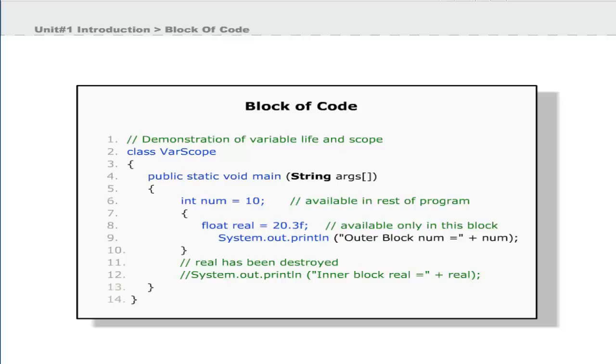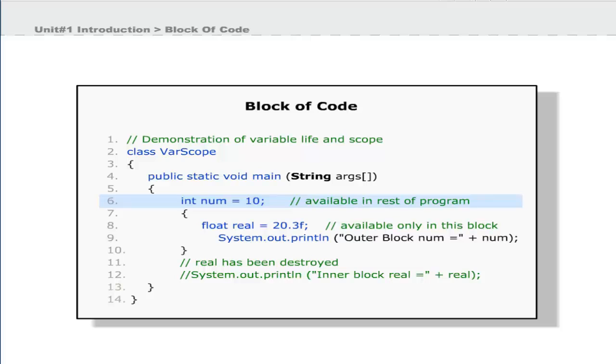It is important to note that any variables defined in a block are visible in that block only, and these variables are destroyed when execution of that block is completed. This program contains three blocks. First block starts at line 3 and ends at line 14. Second block starts at line 5 and ends at line 13. Third block starts at line 7 and ends at line 10.